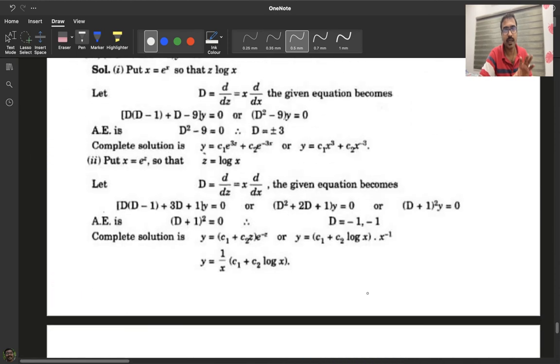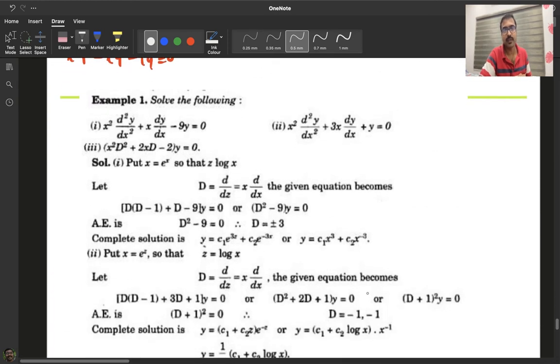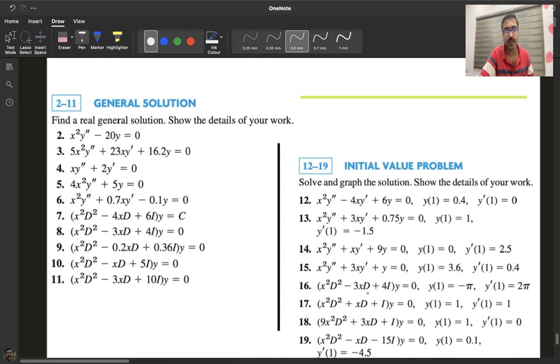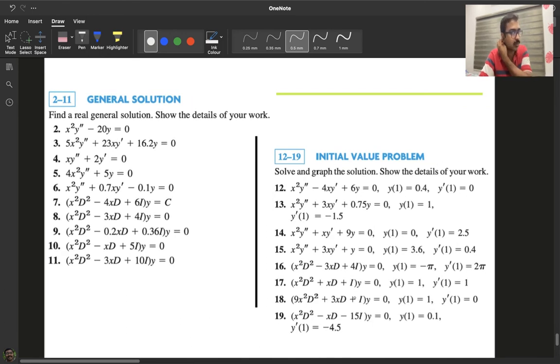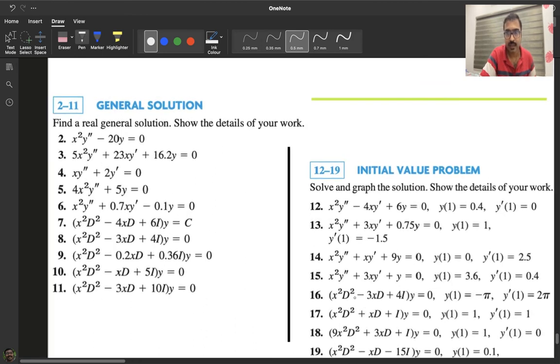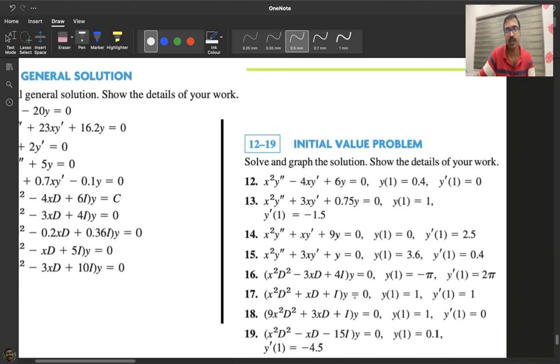I have illustrated two problems here, and I have collected all the problems out here. I hope you can do all of these. Just check out these problems. I'll give some homework, please try to do that. I also hope you understand how to do this, initial value problems also.